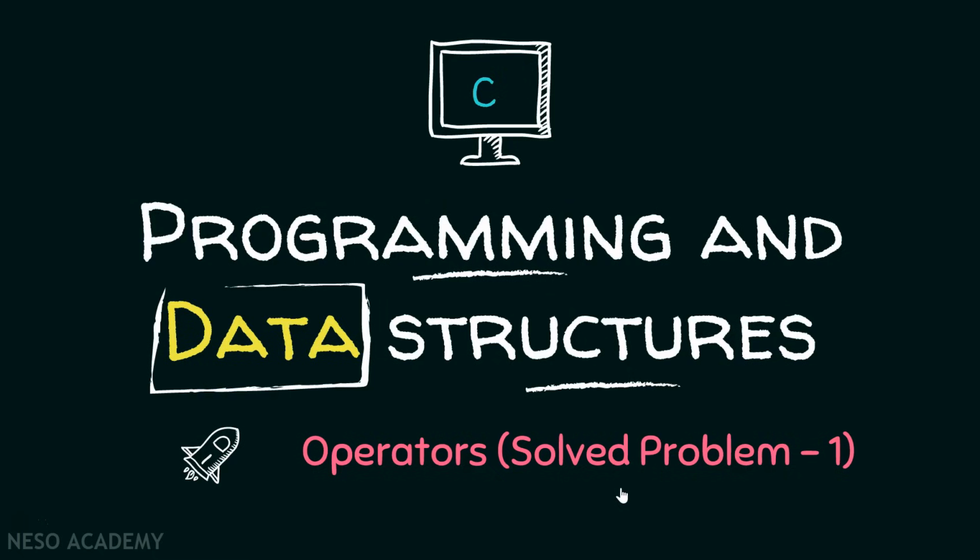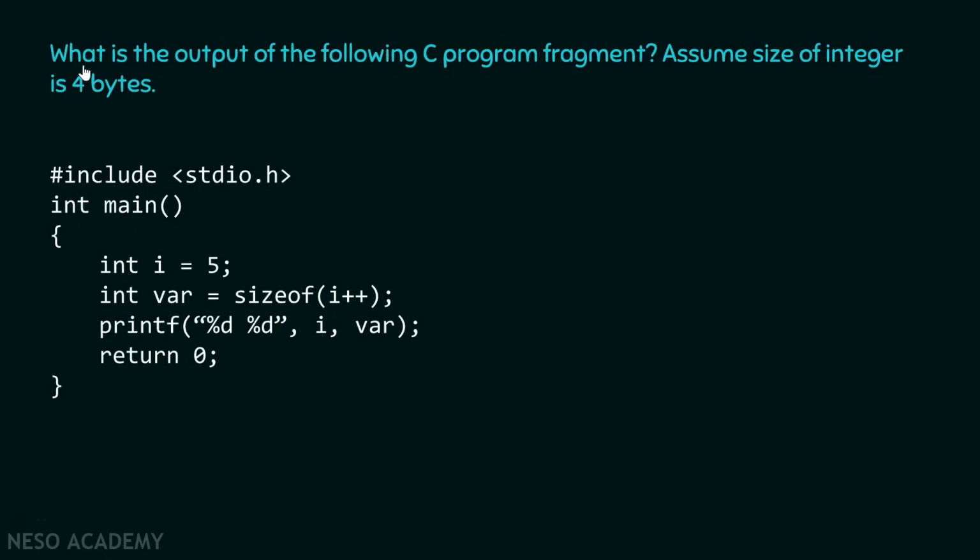In this presentation, we are going to consider one problem related to operators that we already studied in the previous lectures. Let's consider the problem. What is the output of the following C program fragment? Assume size of integer is 4 bytes.